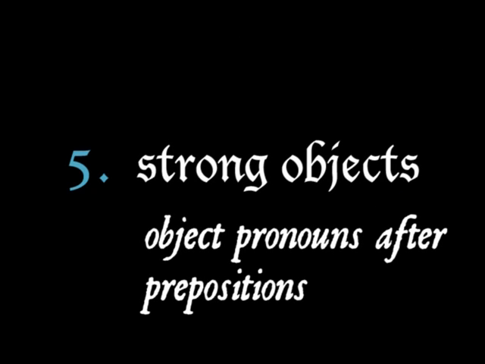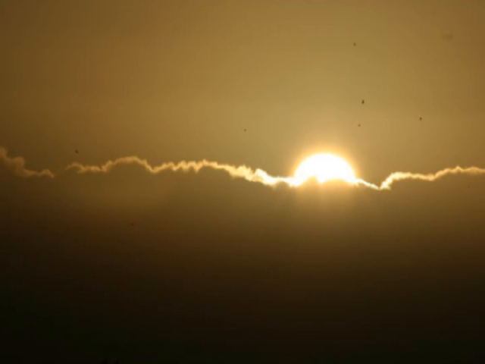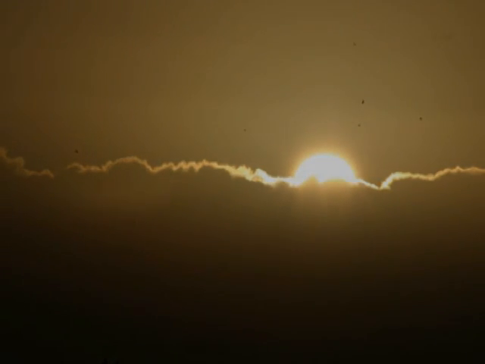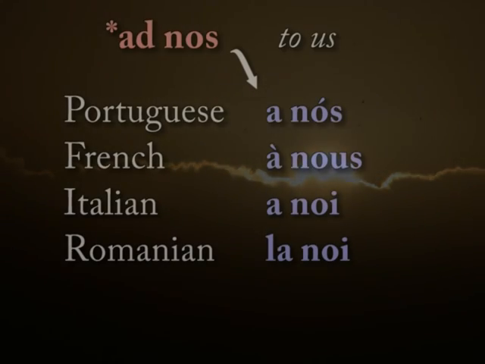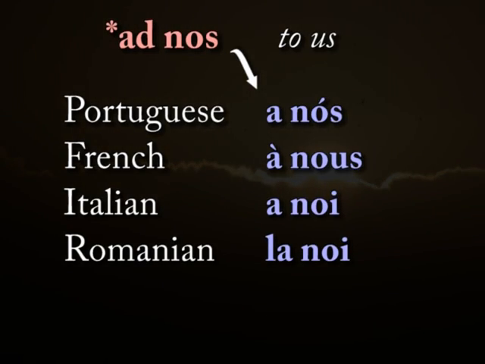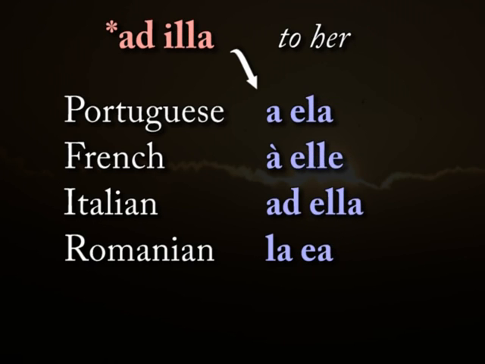So much for object pronouns with verbs. Prepositions, small particles that relate time or space like under or to or beside, are followed by a different set of pronouns. These are stressed and mostly resemble the subject pronouns. Ad nos, to us, ad illa, to her.